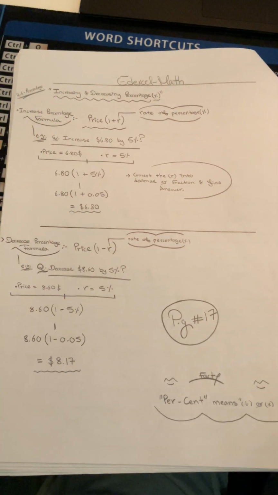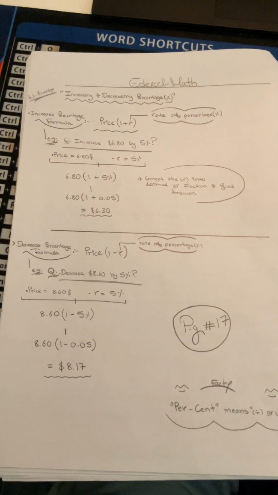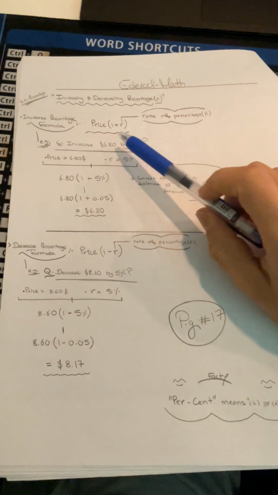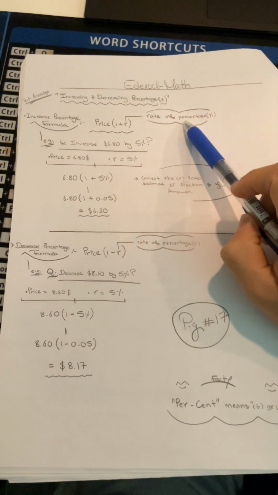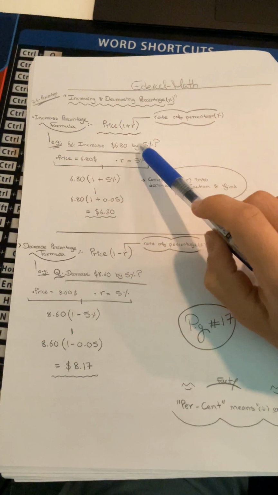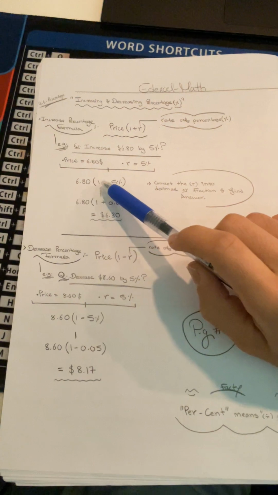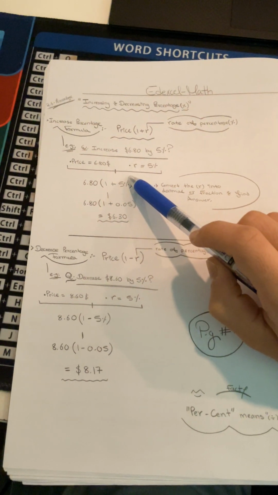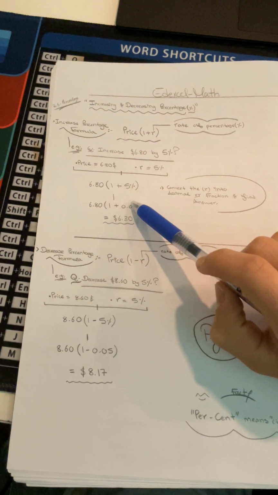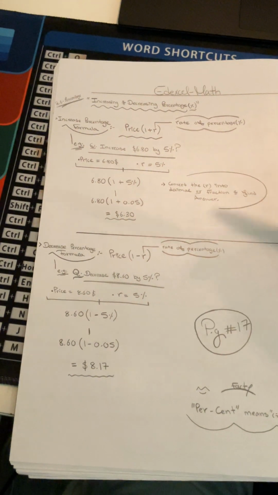Percentage rates. First let's have a look at increasing and decreasing percentages before we come to percentage calculations. To increase by a percentage, the formula is the price times 1 plus r, the percentage rate. For example, increase 6.80 by 5%: price times 1 plus 5%. 5 divided by 100 is 0.05. 6.80 times 1 plus 0.05, which is 1.05, gives $7.14.